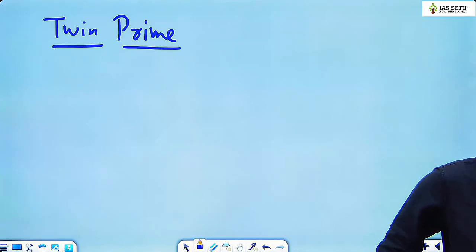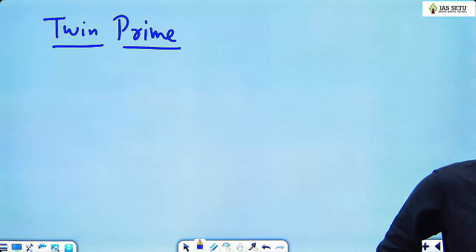Gap is 2. लिख लो ट्विन प्राइम की डेफिनेशन. What are twin primes? Two consecutive prime numbers with a difference of exactly 2. Two consecutive prime numbers जहां पे exact 2 का difference हो are called twin prime, with a difference of exactly 2.